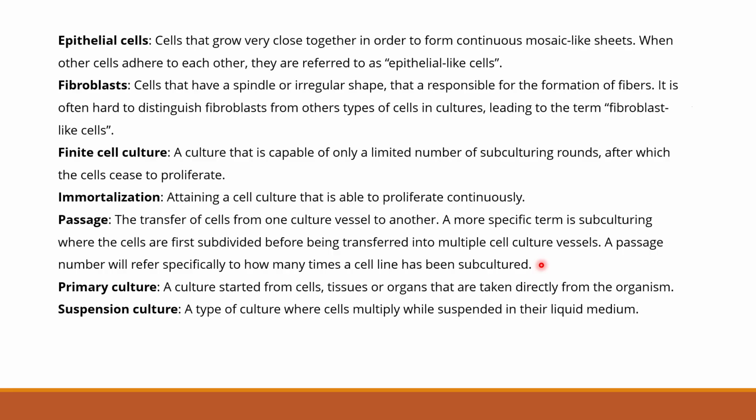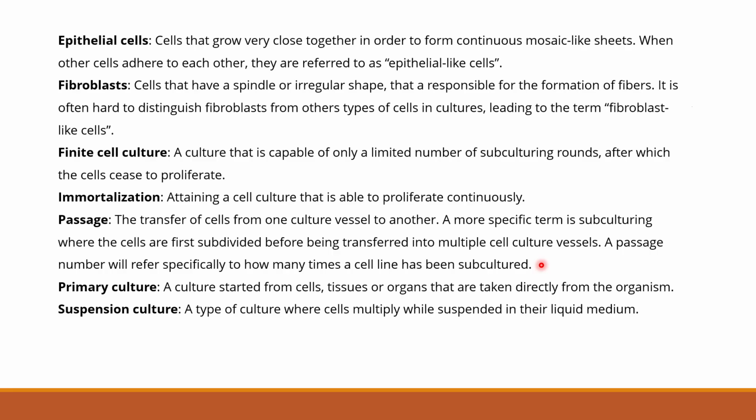So when you revive your cells and then you start passaging, it is P1. Then the next subculture is P2, the next subculture is P3. Like that you can go till P10, P20, P30 depending on the cell type. This is to regulate the number of subcultures you do to maintain your reproducibility.